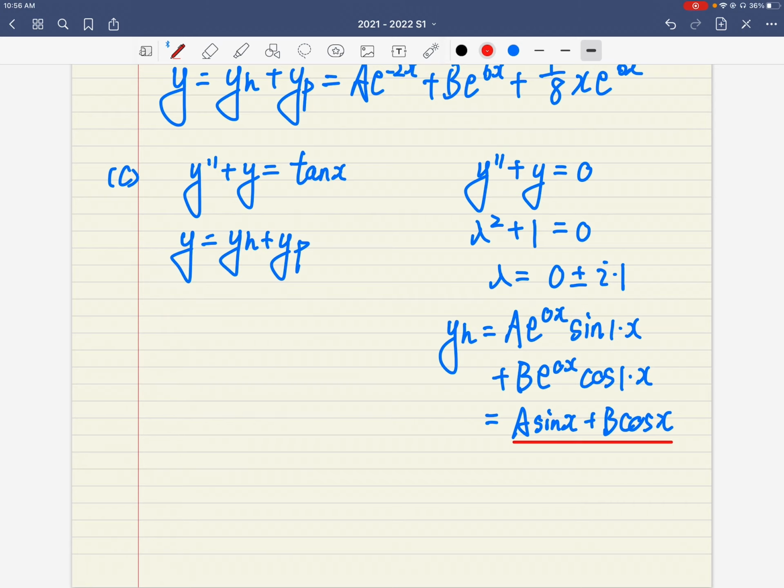Right. Then, how do you get a particular solution? Okay, see here, for the method of undetermined coefficients, we actually don't have anything for tangent x. Okay, for sine x, for cosine x, we can use the undetermined coefficient method. But for tangent x, we really don't have anything. So here we have to use another method to find yp, which is called the variation of parameters. Okay, we have to use variation of parameters to find yp.